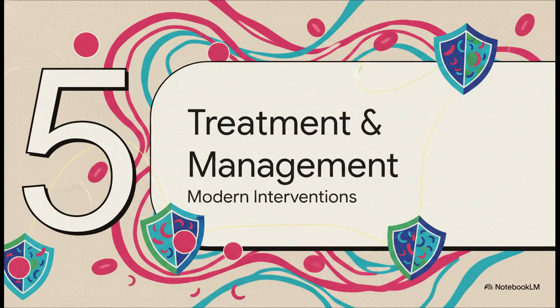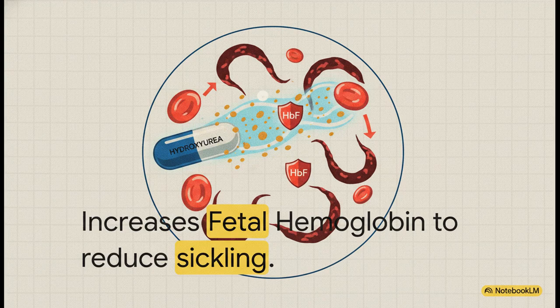Let's move to Section 5, Treatment and Management. Now, hydroxyurea acts as a massive medical game changer here. It works by tricking the body into producing more fetal hemoglobin, or HbF. The beauty of this is that fetal hemoglobin doesn't polymerize the way HbS does. So by ramping up the HbF, we dramatically reduce the overall sickling effect inside the blood vessels. It is a completely brilliant physiological workaround.